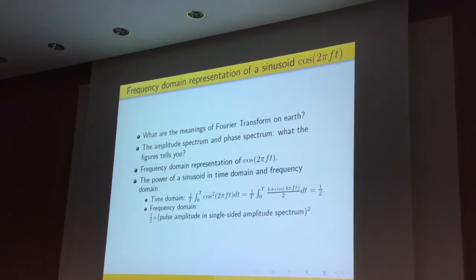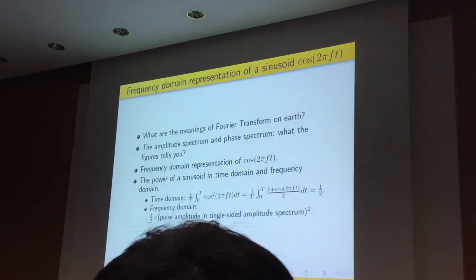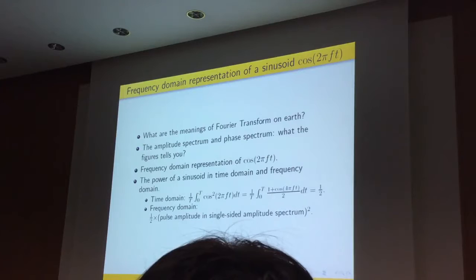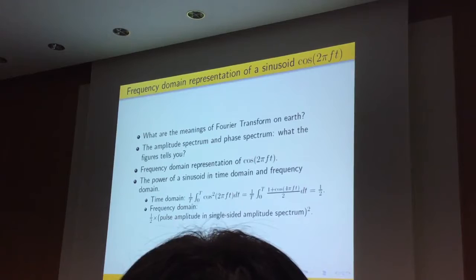Now, there's a very critical question I want to ask you. What's the power of this sinusoid? Have you thought about this question? When you compute the power, of course I'm talking about average power. So when we say average power, it means that you have to do integration, right? If you do integration for the sinusoid over one period, then divide by one period, what do you have? How many of you say it's zero? Is it zero? So what's the value? Try to find the power of the signal.